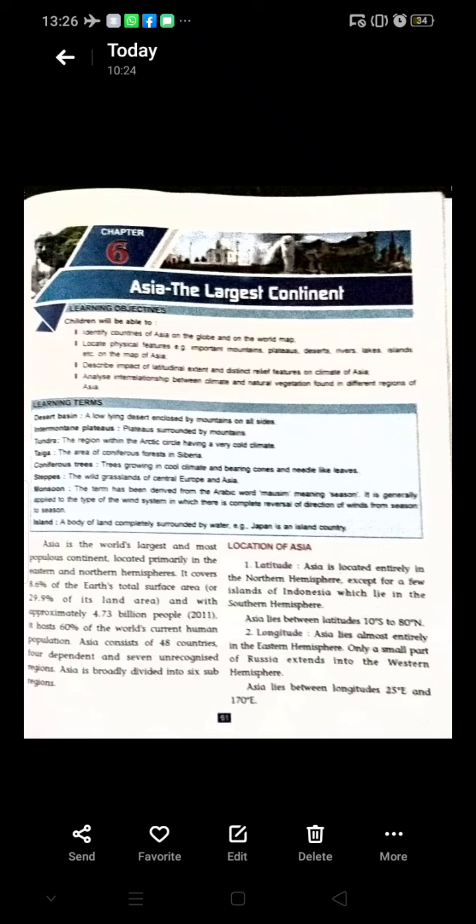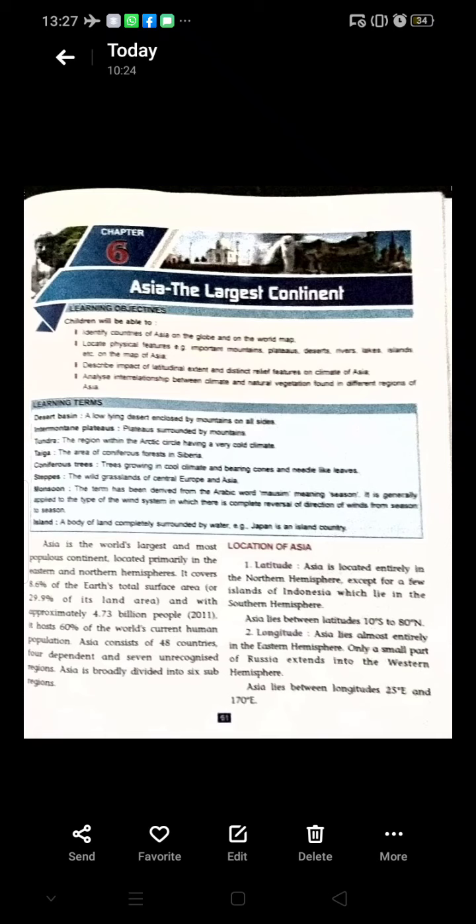Asia is the world's largest and most populous continent, located primarily in the eastern and northern hemisphere. So, we know that Asia is the largest continent as well as the most populous continent. When we say that it is located in the eastern and northern hemisphere, we mean east of the prime meridian, 0 degrees longitude, and north of 0 degrees latitude, that is the equator.